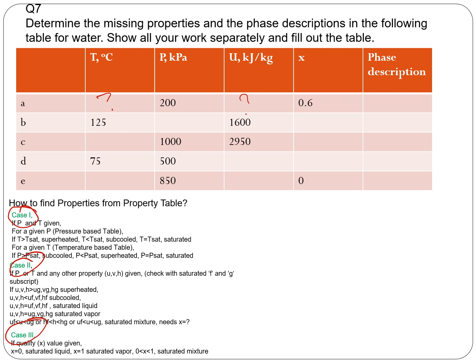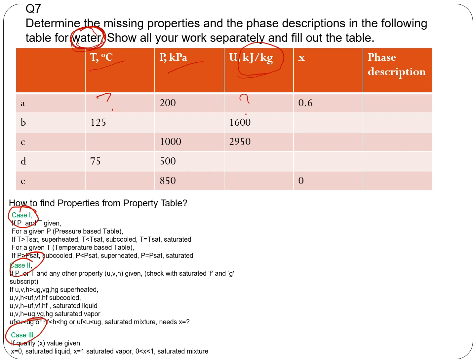You will see here, determine the missing property of the phase description in the following table. See, this is water or steam. So this is what is given. We now need to look in the appendix for water. So we know it's water now. What system of units? It's given in centigrade, kilopascal, and kilojoule per kg.